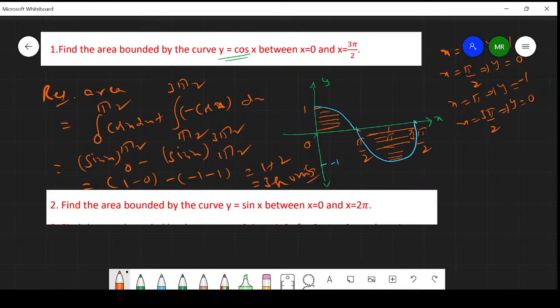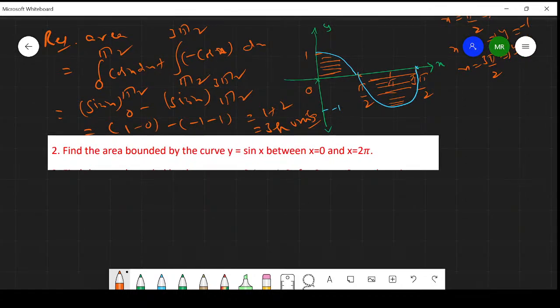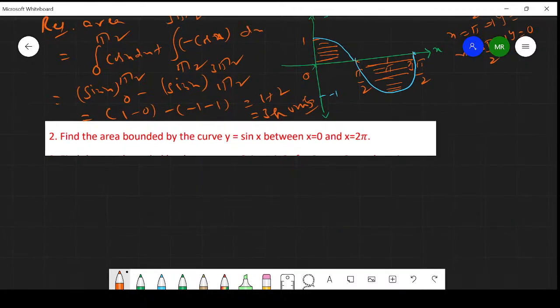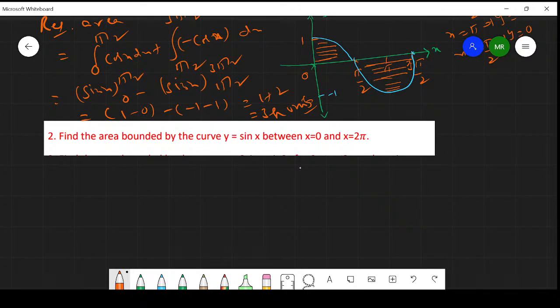This question: find the area bounded by the curve y equal to sin x between x equal to 0 and x equal to 2 pi. Here also, first you draw the curve between 0 and 2 pi. Try to draw the curve here.